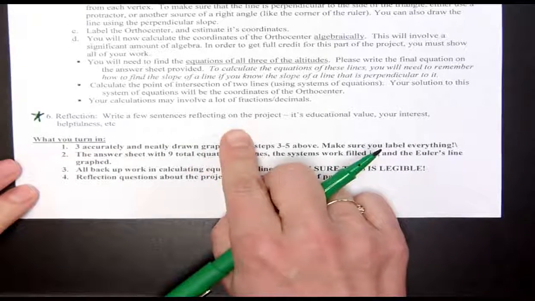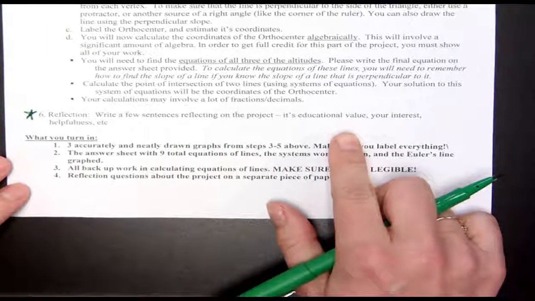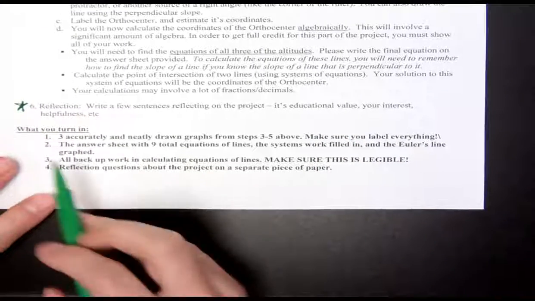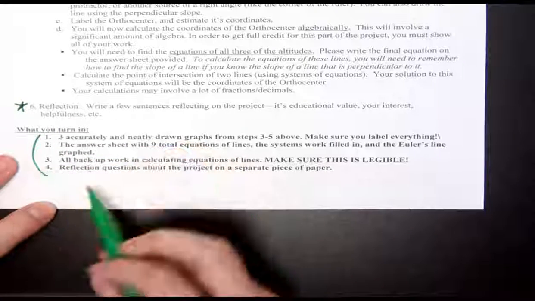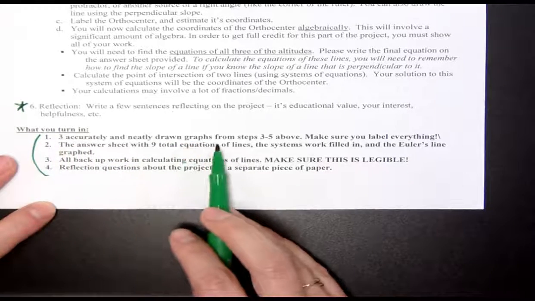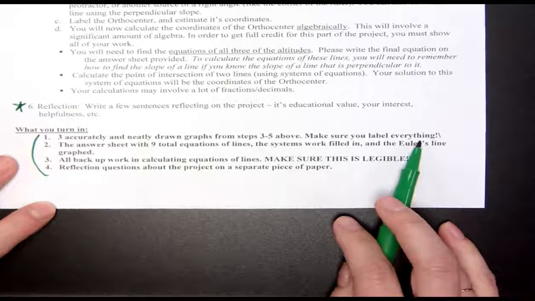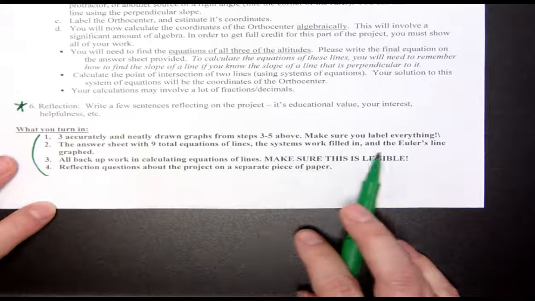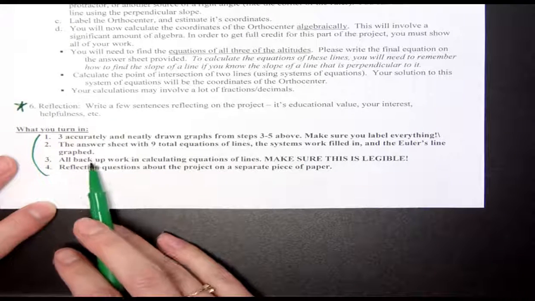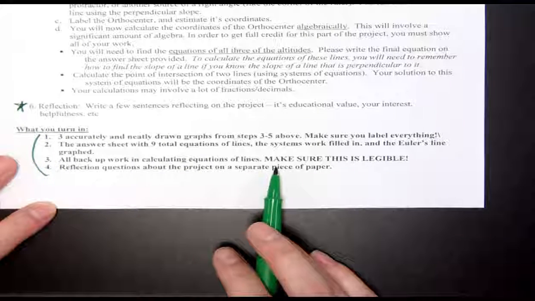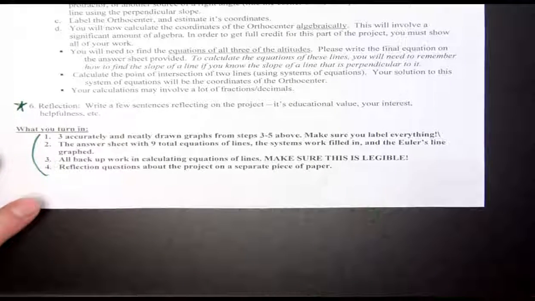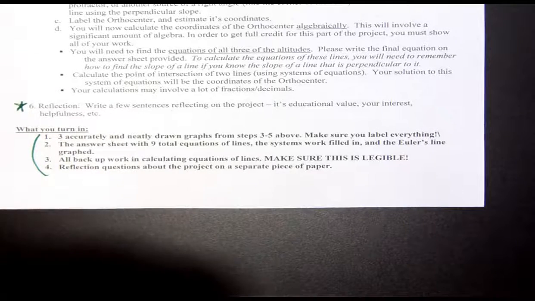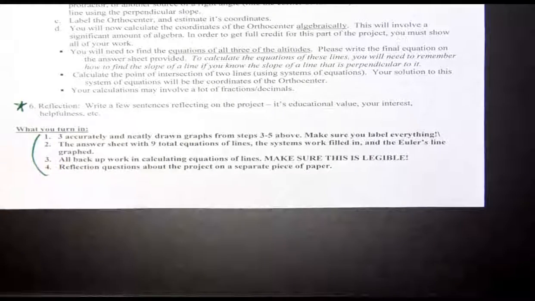You just write a few sentences saying, at the end of the project, how was it? Was it really hard? Was it easy? Did you think you learned a lot? What you turn in is really important here. So 3 accurately and neatly drawn graphs with everything labeled. Your answer sheet with all the equations, the lines, systems work filled in, and Euler's line graphed, and all the backup work and calculations, and then reflection questions. It says on a separate sheet of paper. I don't care if you do it on one of your sheets of paper. You just need to make sure it's really clearly labeled where it is.